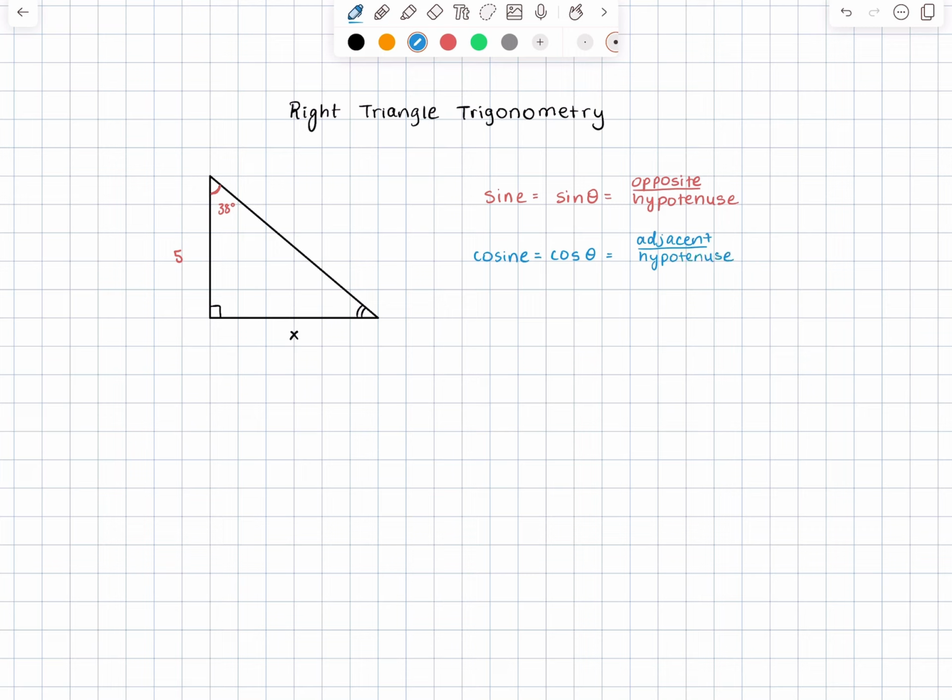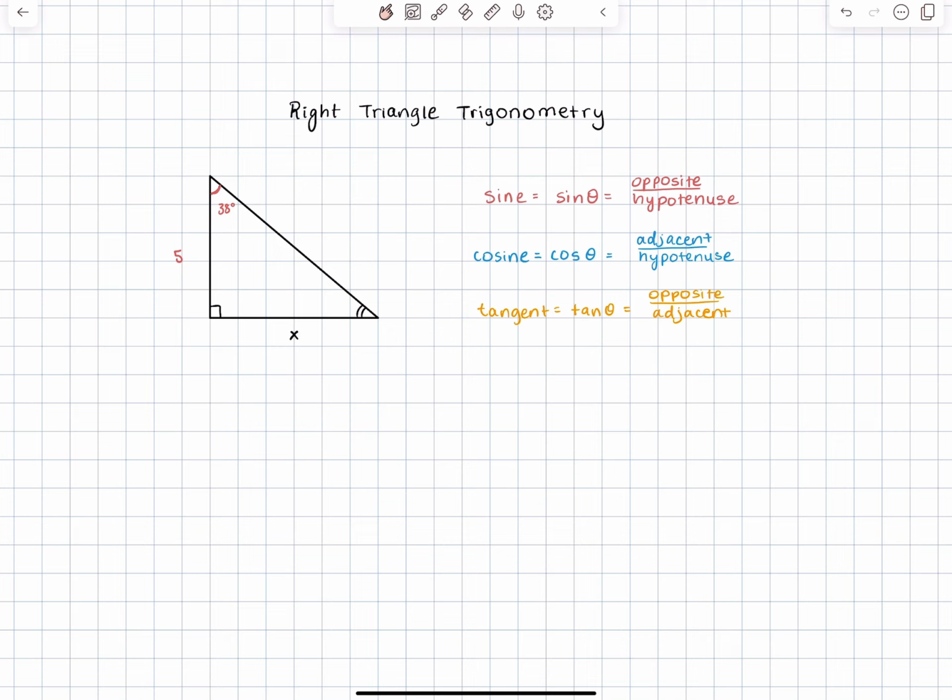And lastly, we have tangent, which is TAN, tan theta, equals opposite over adjacent.